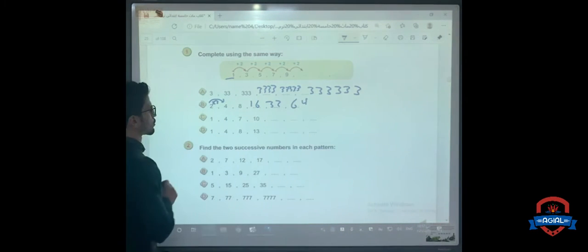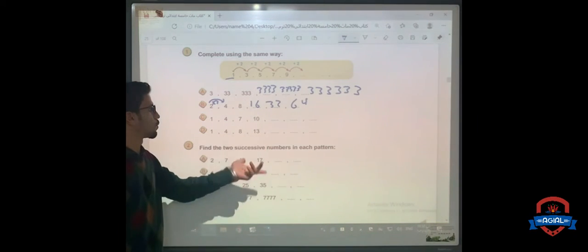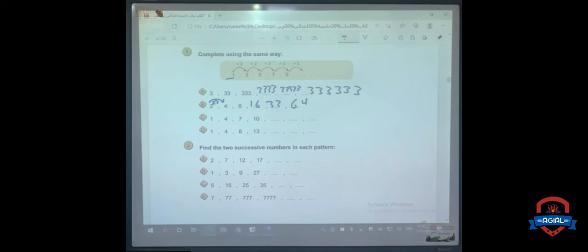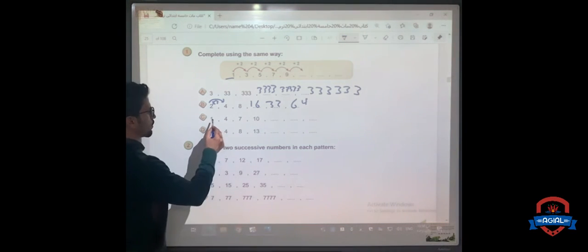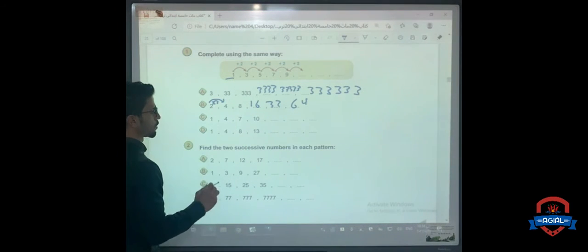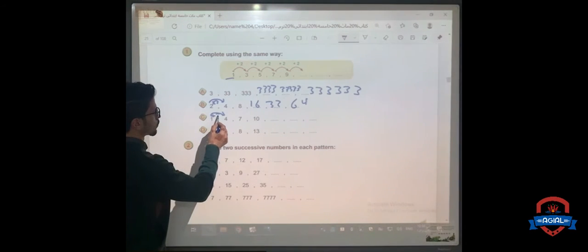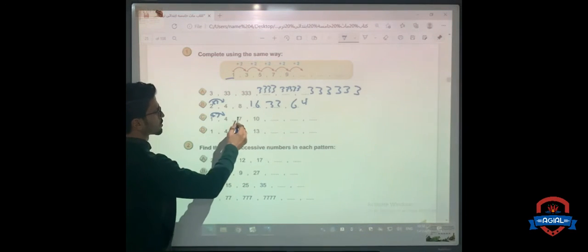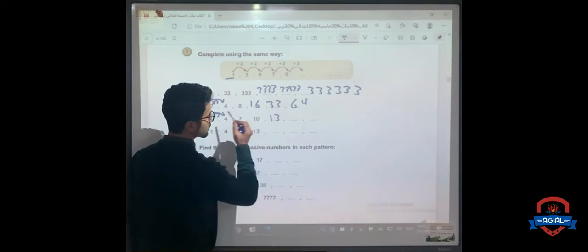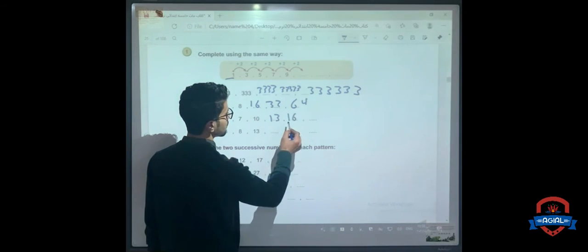And let's look at letter C. We have 1, 4, 7, 10. So what is the relation between all these numbers? So we have to note what's happened. I noticed that when we move to the right, to find the next number, you have to add 3. So 1 plus 3 equals 4, and 4 plus 3 equals 7. 7 plus 3 equals 10. So the next number will be 10 plus 3, 13, and the next number will be 16, and the next number will be 19.